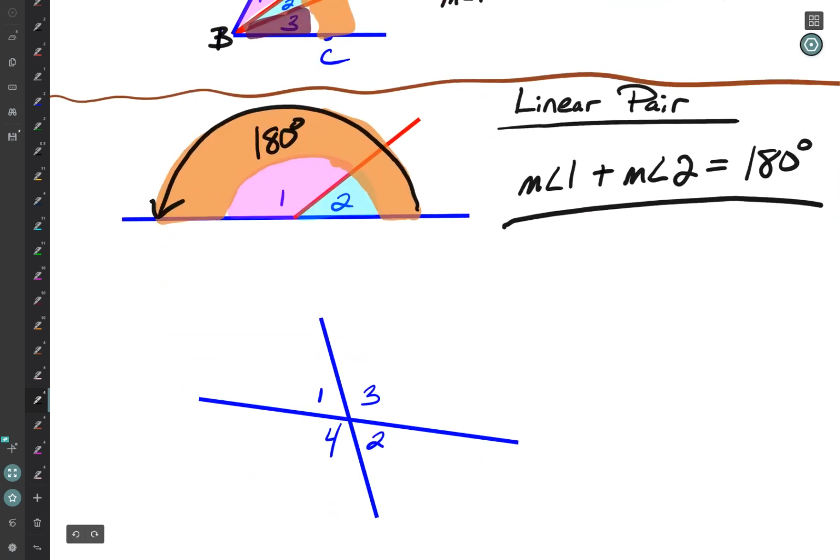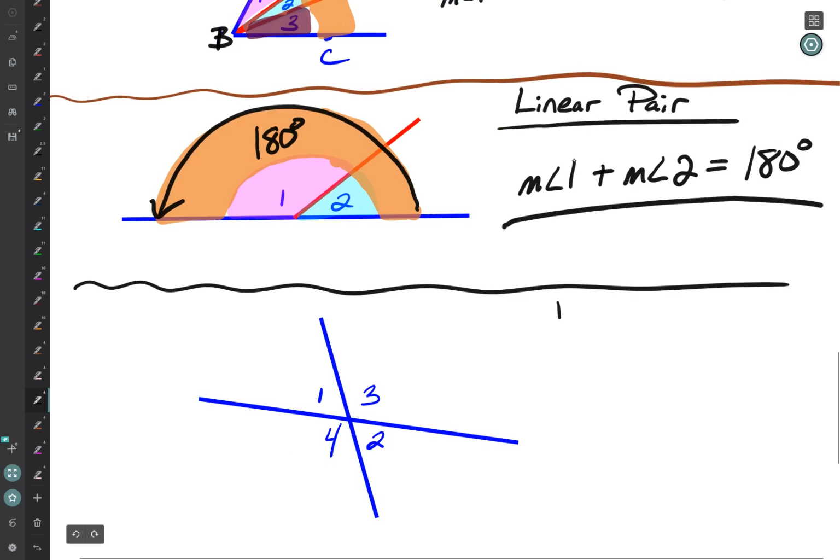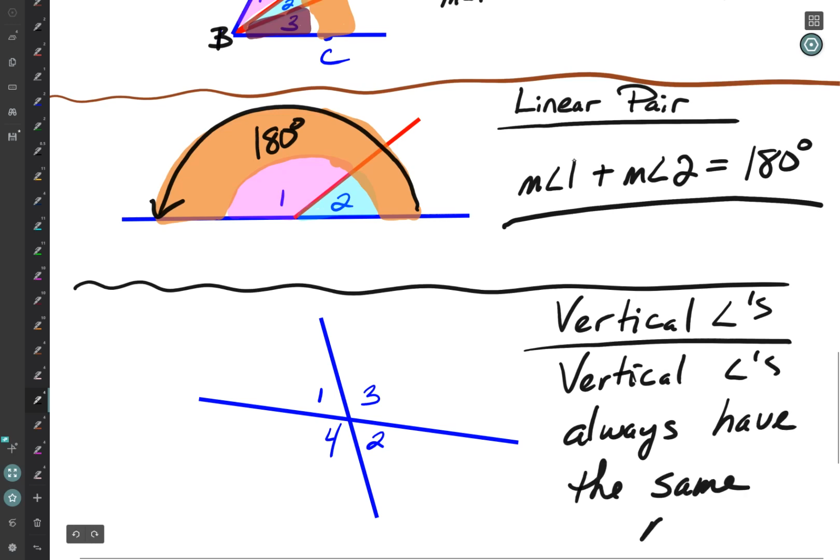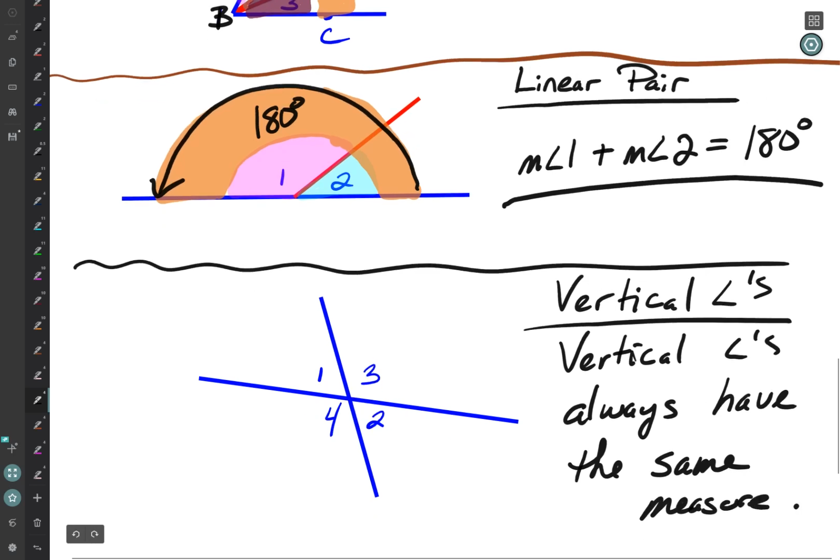Right here. What did we call these? Everybody remember? Vertical angles. Vertical angles always have the same measure. What we'll do is we'll make a mark like this.